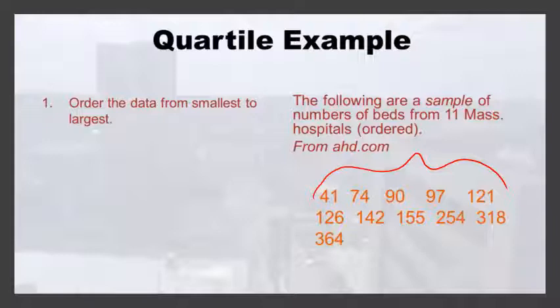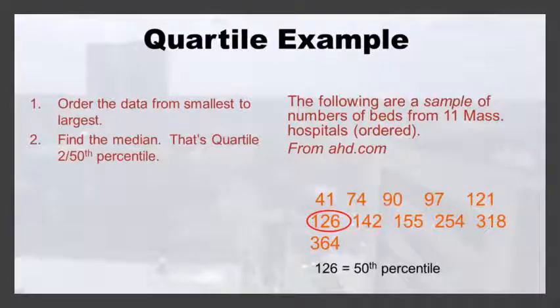All right, so this is the first step in figuring out the whole quartile situation. What we did was we ordered all of our data from smallest to largest right here. So we went from the smallest beds all the way to the largest beds. Okay, so there's your first step: order your data. Very important.